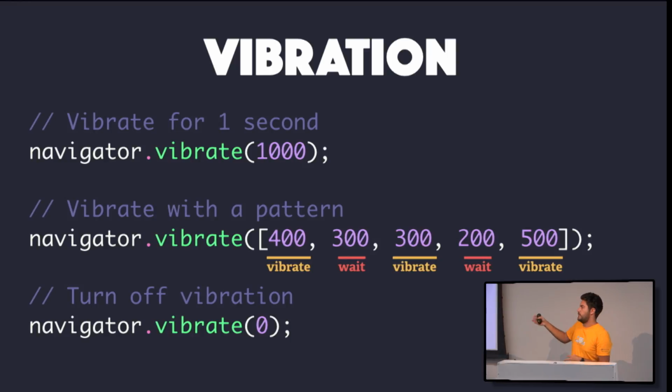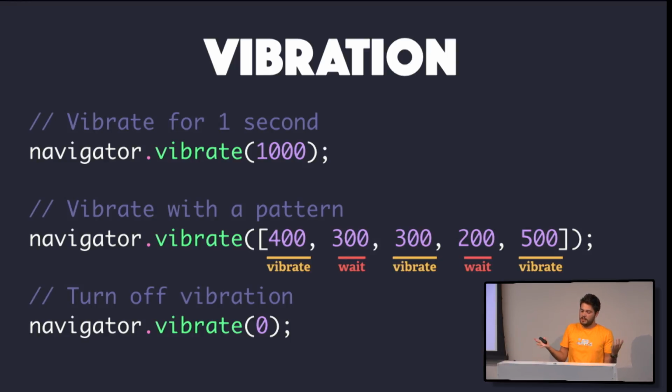So the way it works is you call navigator.vibrate, and then you can pass some number in milliseconds. So if I just put 1,000, it's going to be 1 second. And you can also pass a pattern. So you can say, OK, vibrate for 400 milliseconds, wait 300, and then vibrate for 300 again, and then wait, and that's it.